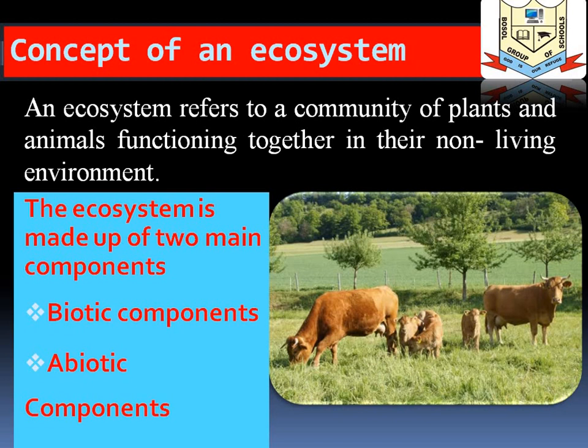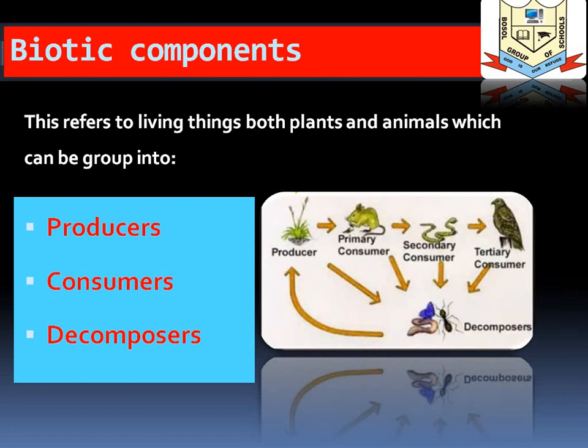What is an ecosystem? An ecosystem refers to a community of plants and animals functioning together in their non-living environment. The ecosystem is made up of two main components: the biotic components and the abiotic components. When we talk about the biotic components, we are talking about the living organisms in that ecosystem. As we can see in this video, apart from the cows, you can also see plants here. Plants also form the living components of the ecosystem. These living components are further broken down into producers, consumers, and decomposers.